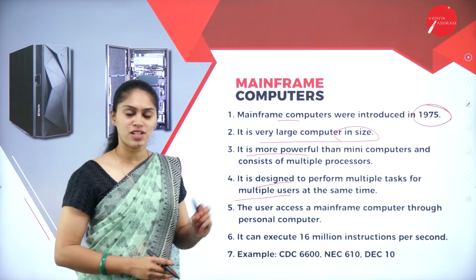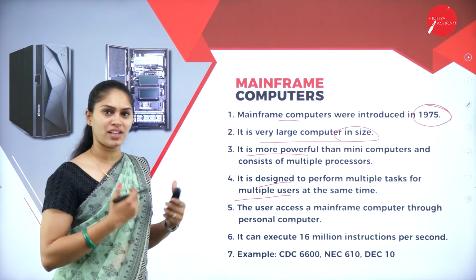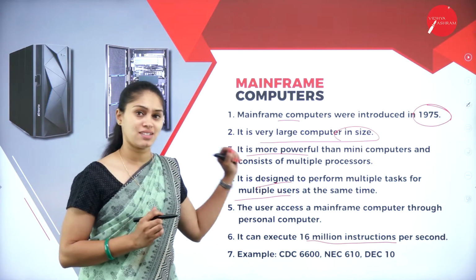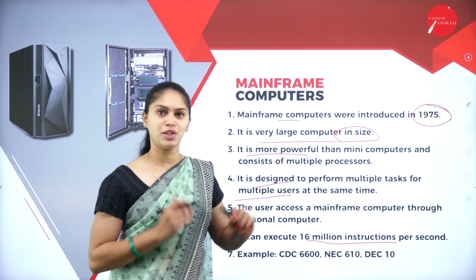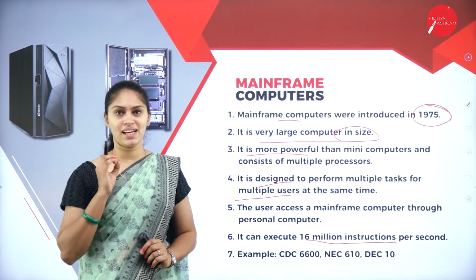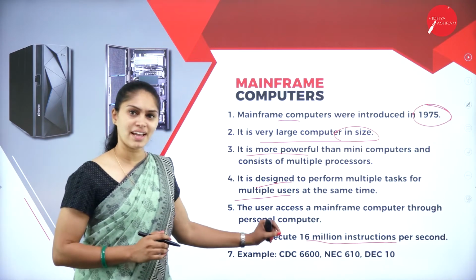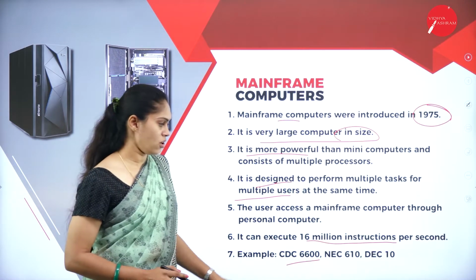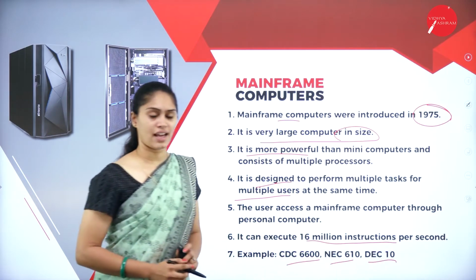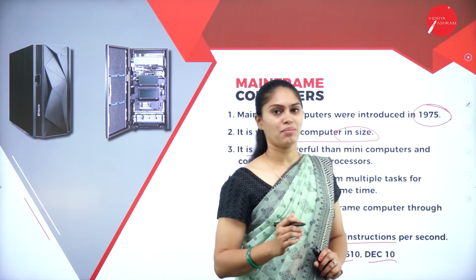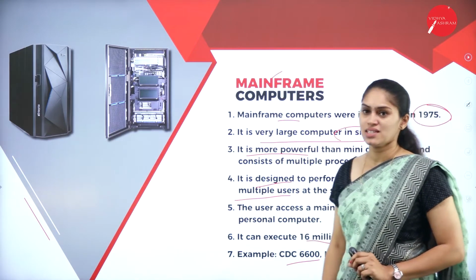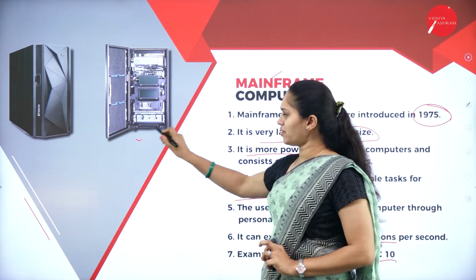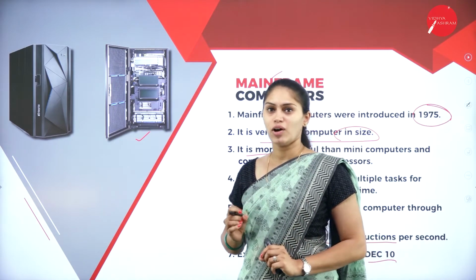So based on the process also we are dividing this computer, right? Then what is its processing speed? It can execute 16 million instructions per second. Just imagine, in a second it has the ability to process 16 million instructions. Then what are the examples which come under this mainframe computer? That is CDC 6600, NAC 610, and DEC 10. These are the computers which come under the category of mainframe computer. And here also you can see the image of this mainframe computer. In order to access this mainframe computer, I need to have a PC or personal computer.